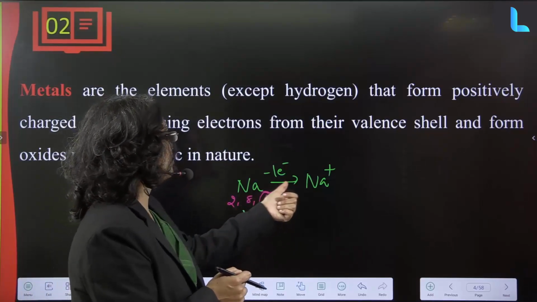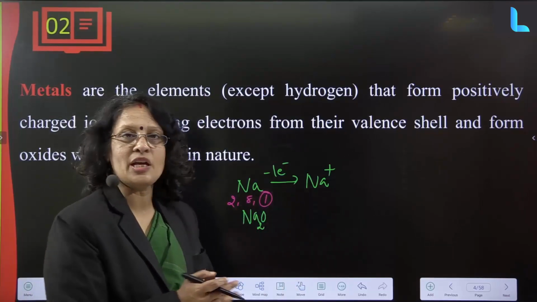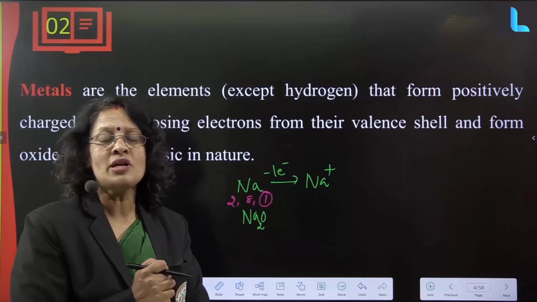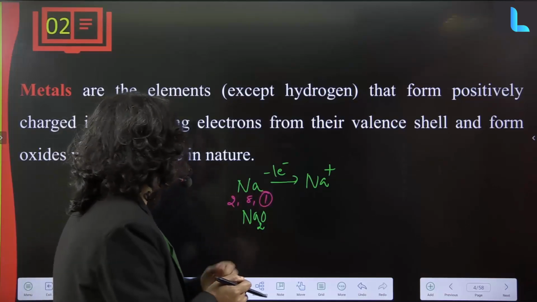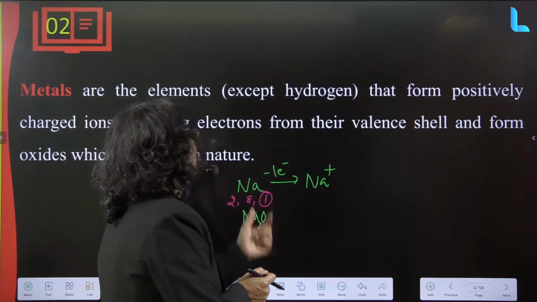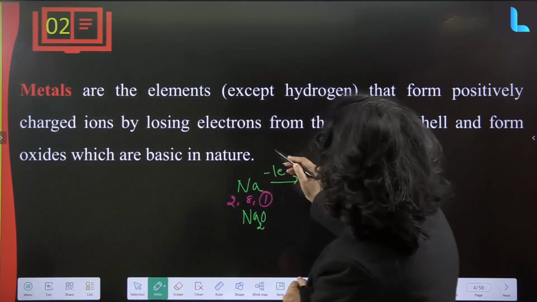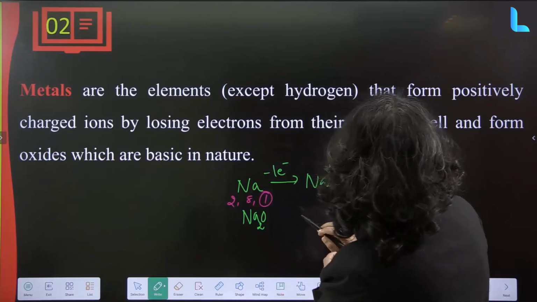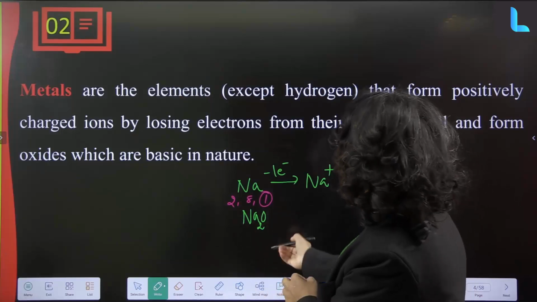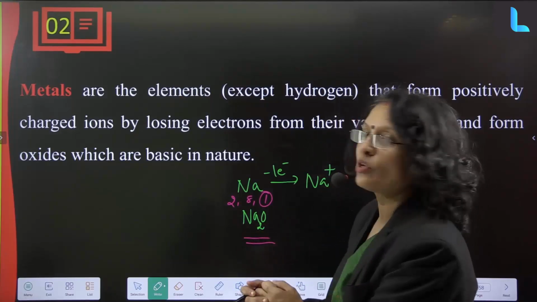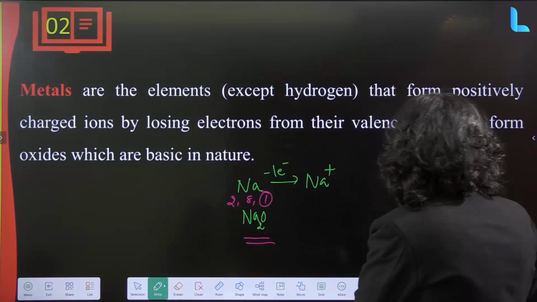Now one electron is lost and Na becomes Na+ ion. After losing an electron, it will be a positive ion. After gaining an electron, it will be a negative ion. So metals lose electrons from their valence shell to give positive ions, and they form oxides which are basic in nature. Sodium oxide, for example, is basic in nature.